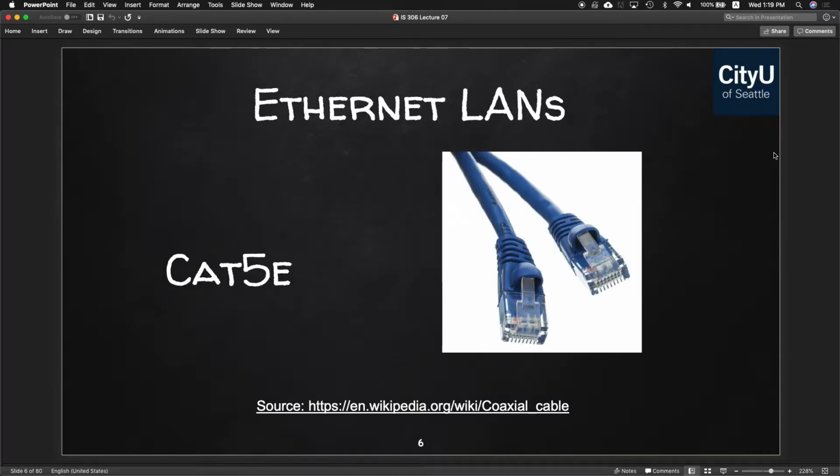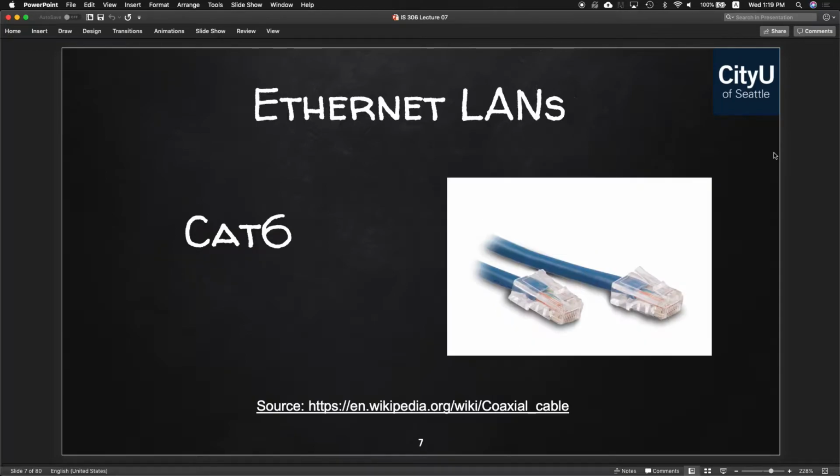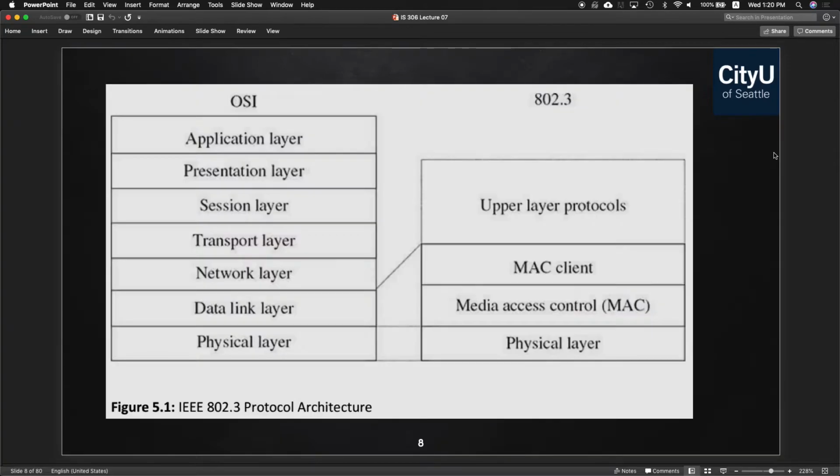Ethernet LANs, so this is what I grew up with, the blue cable. It's basically the Cat5e. Another Ethernet LAN would be the Cat6. This is what you used before with the dial-up, with the modems. And the Cat6 as well, or the Cat5, they have different sub-genres, I'd say subcategories, like there's an RJ45, RJ whatever, and so forth.